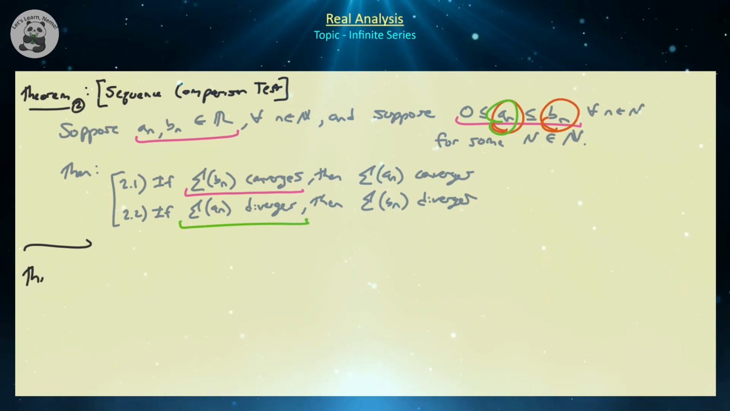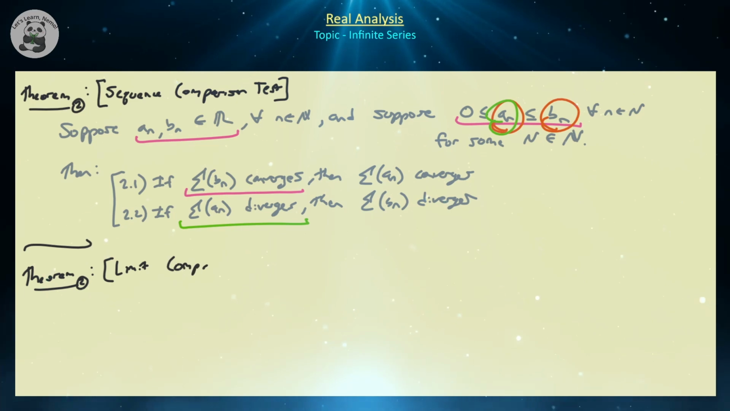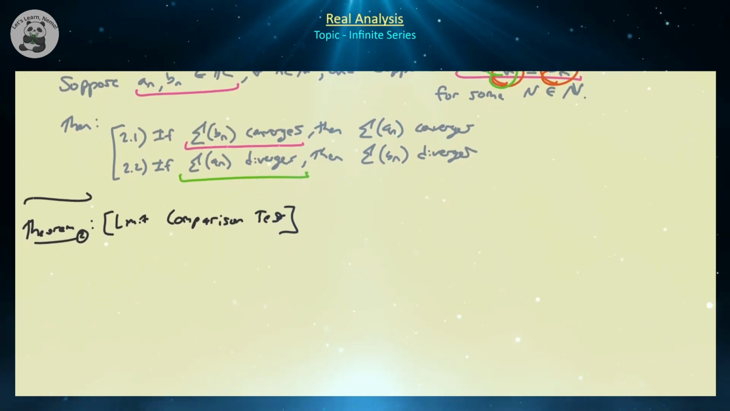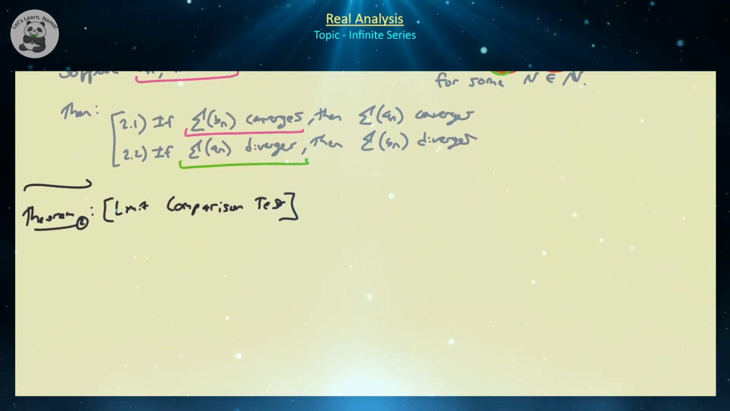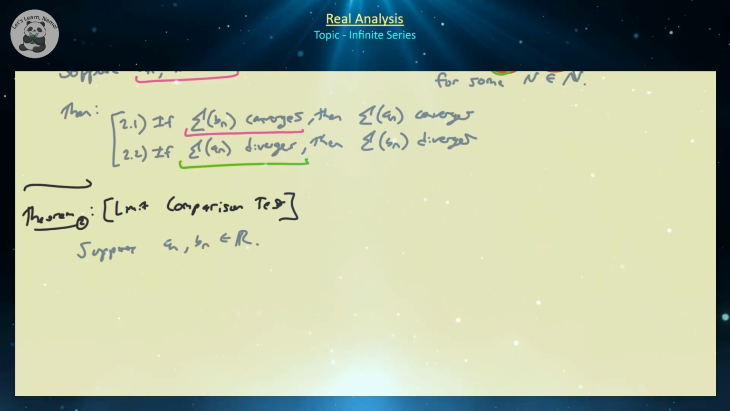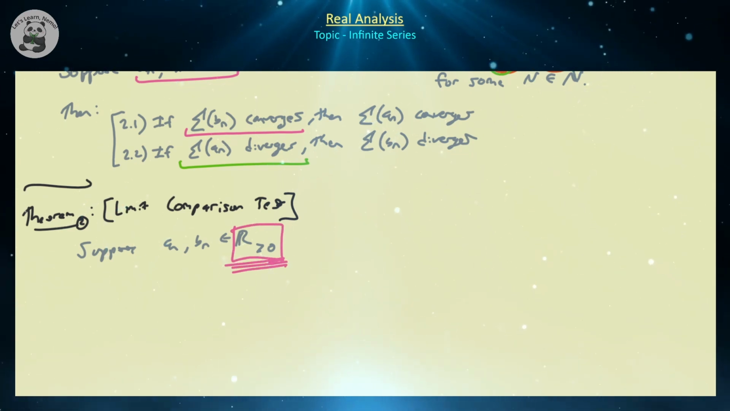But there's also another comparison test that doesn't look at the sequence directly, but looks at the limits of them instead. So this is called the limit comparison test. So what's the difference between the sequence and the limit comparison test? The limit comparison test says the following. Let's suppose that an and bn are real valued sequences with the restriction that they're always positive. This is a very, very important assumption. If you have negative sequences, you cannot use the limit comparison test.